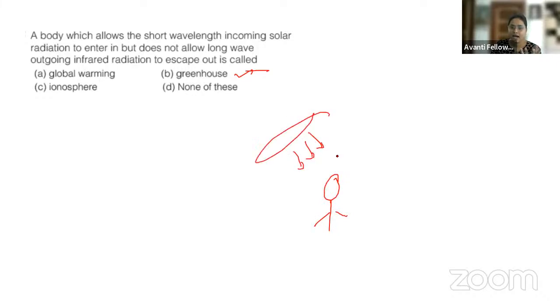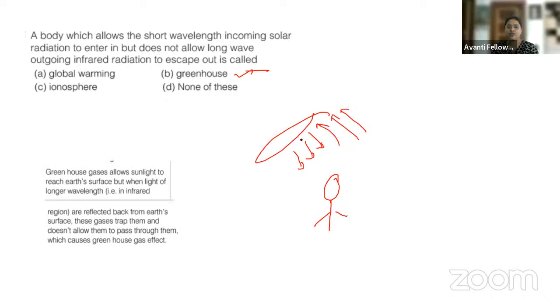Here the gases allow absorption, but these gases do not let the heat go back. This heat doesn't go, so this is known as the greenhouse effect. Greenhouse gases allow sunlight to reach Earth's surface, but when light of longer wavelength, that is infrared, is reflected back from Earth's surface, these gases trap it and do not allow it to pass through, which causes the greenhouse effect. So this is the definition of the greenhouse effect. You must remember this. Okay.